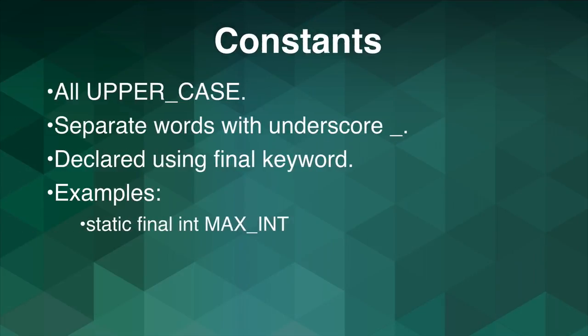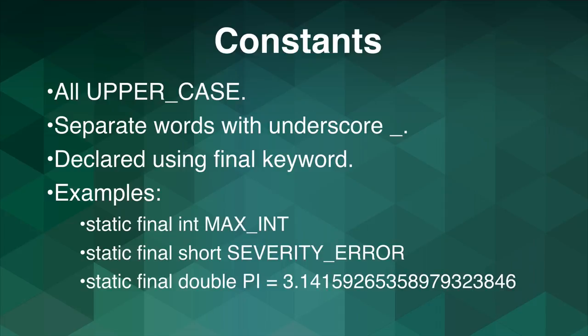Let's talk about constants. We haven't used those much in the course, but they're actually used to define something which is a constant value. In other words, a value that's never going to change in your program. You can see a couple of examples there: MAX_INT, SEVERITY_ERROR, and PI. Some of those are actually used within the Java framework itself.